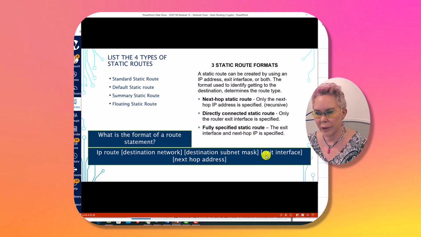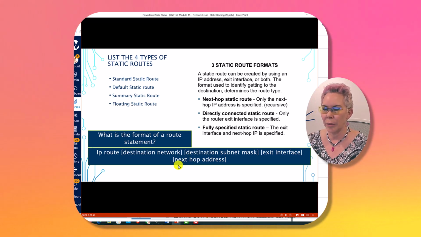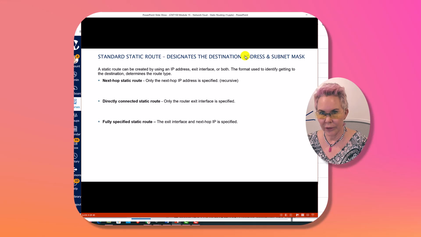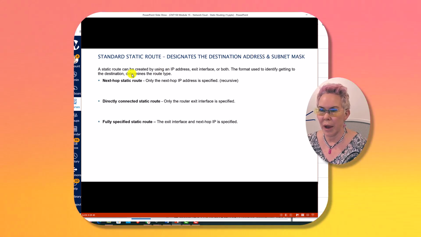You would use the exit interface and the next hop static route. Let's take a look at what these would look like. A standard static route will designate the destination address and the subnet mask. A static route can be created by using an IP address, an exit interface, or both. The format used to identify getting to the destination determines the route type.